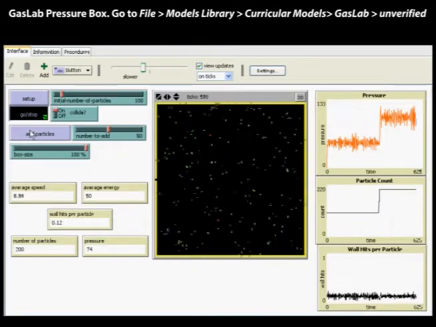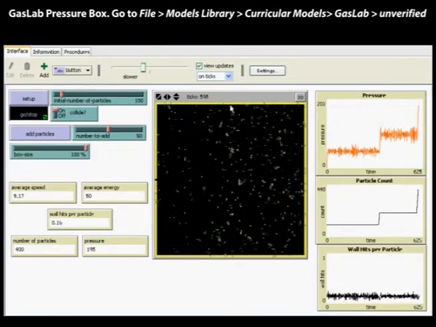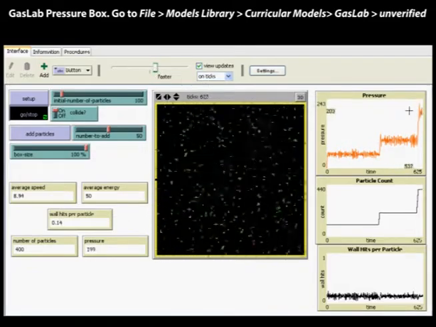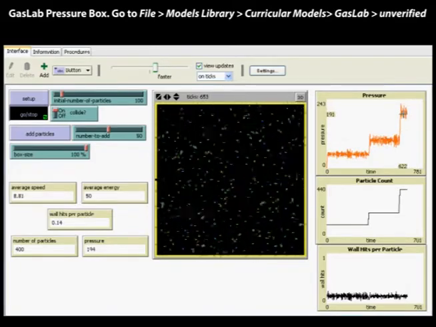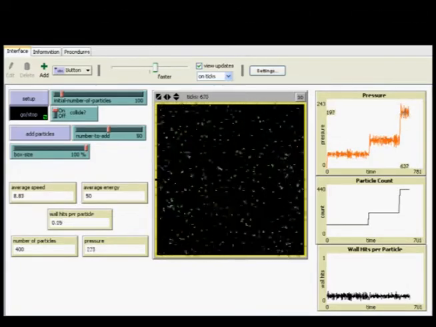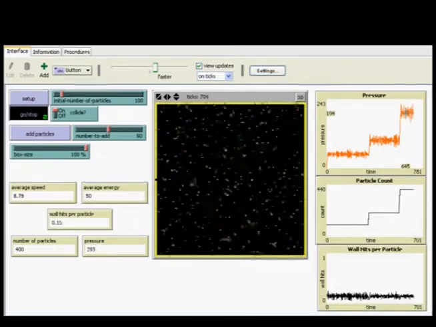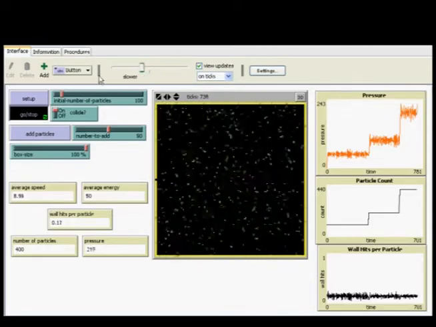Let's double the number of particles again, up to 400. Okay, let's speed it up so we can get our data. And it's looking like that's going to average out to around 194. All right, let's slow things down.